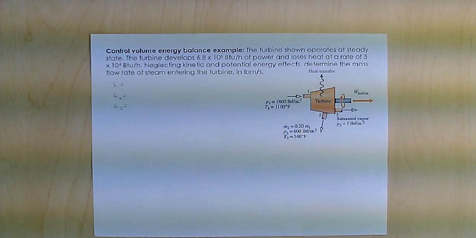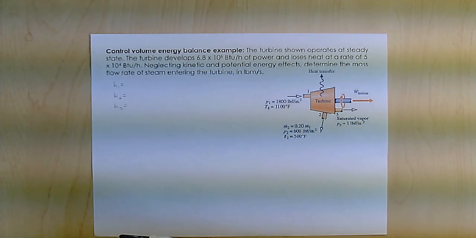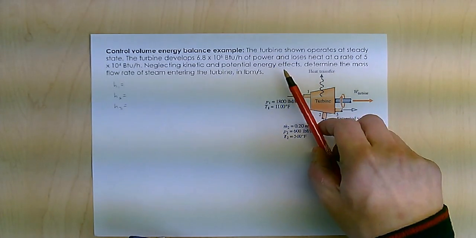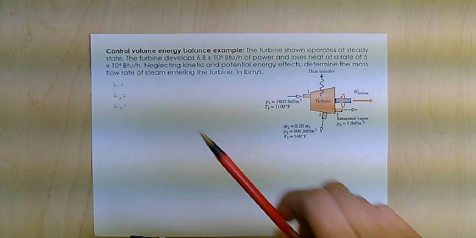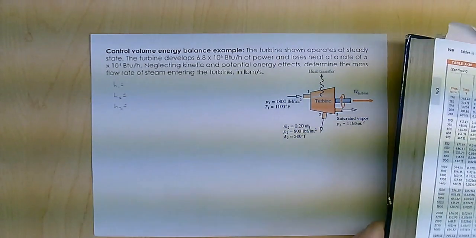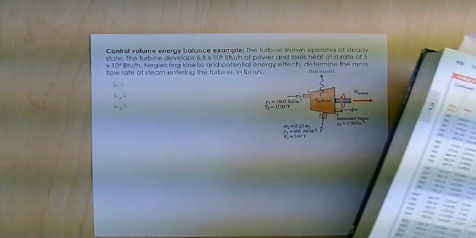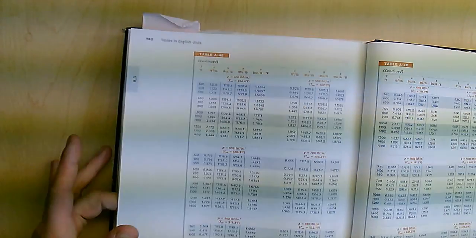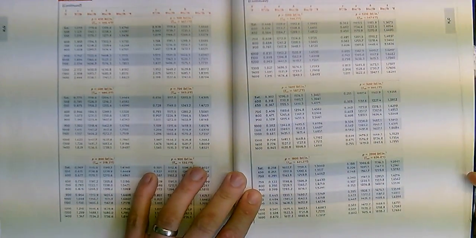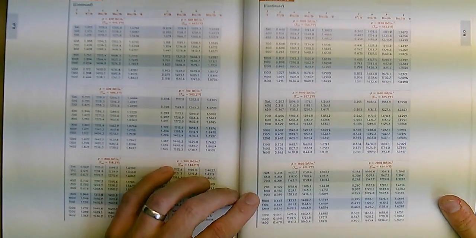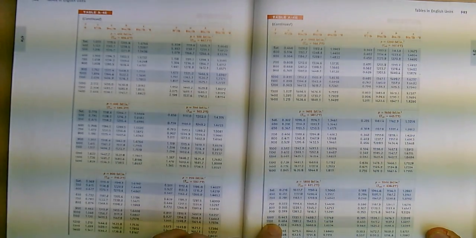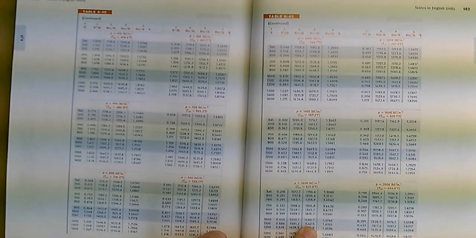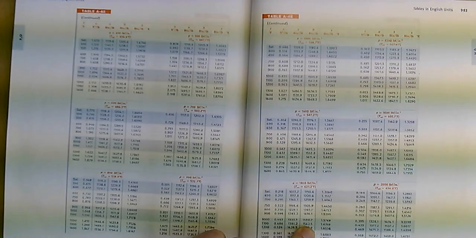Okay, so I'm going to start. This is water at 1800 psi and 1100 Fahrenheit. So at 1800 psi, we would be over here, go to 1800. In this table, table A4E, 1800 and 1100, my H value is 1542.5.